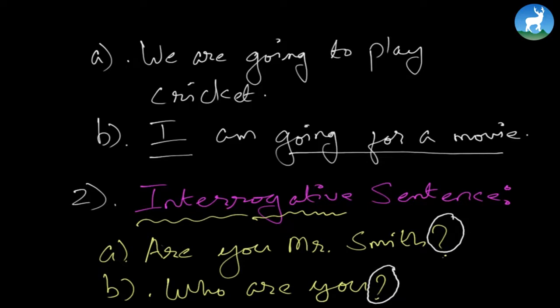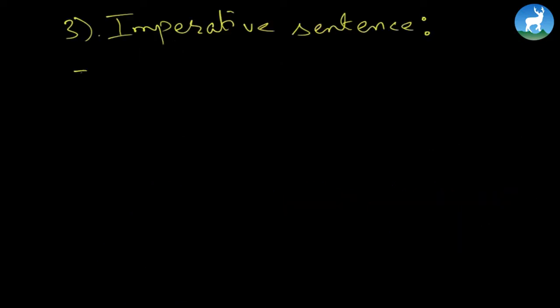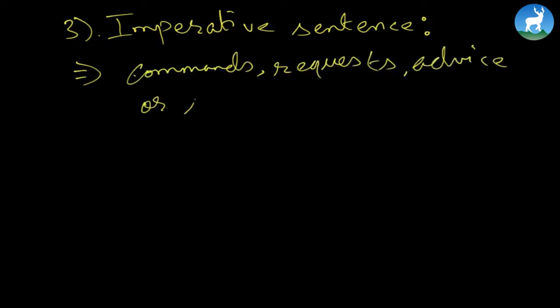Now, as we move forward, the next thing is what we call an imperative sentence. So what is an imperative sentence? These are sentences which always express commands, requests, advice, or suggestions. These 4 things must be understood: commands, requests, advice, or suggestions. All the sentences which express commands, requests, advice, or suggestions are what we call imperative sentences.